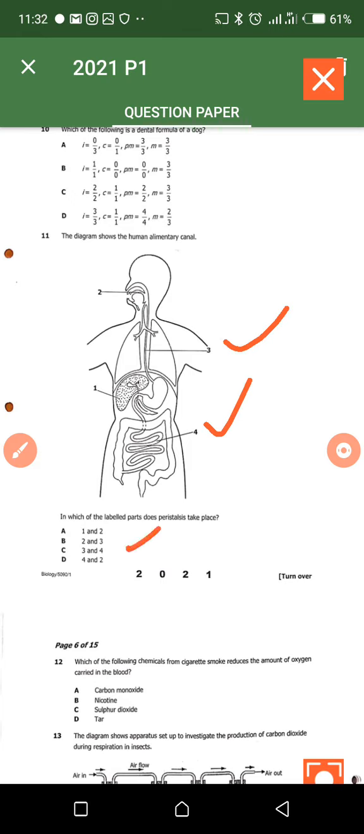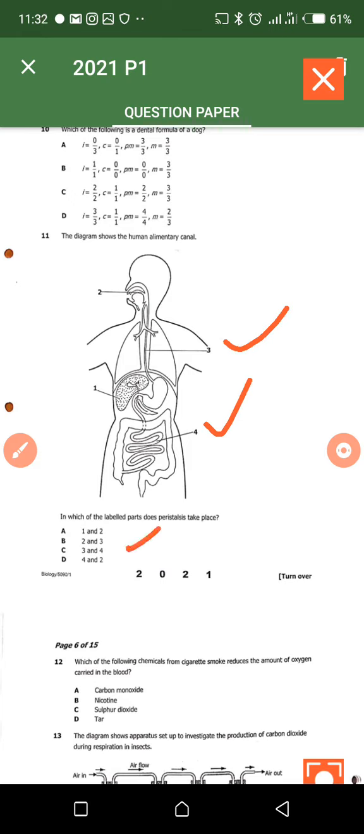12. Which of the following chemicals from cigarette smoking reduces the amount of oxygen carried in the blood? This is a straightforward question. We know it is carbon monoxide. Carbon monoxide competes with oxygen at the level of hemoglobin. Okay, so let's go to the next question. So the answer there is carbon monoxide, which is A.